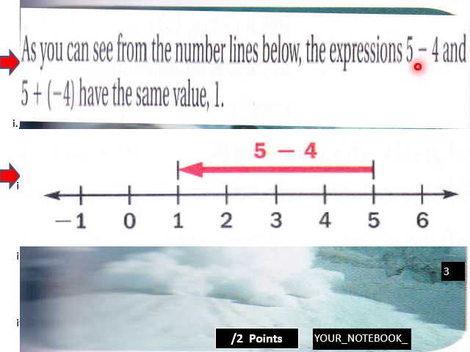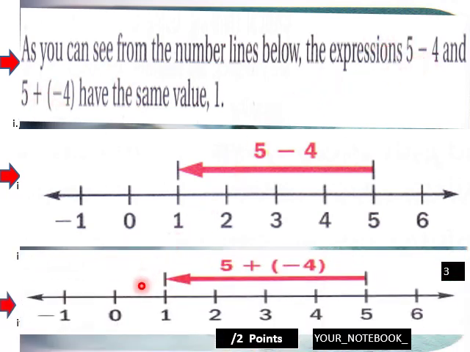So we change this into an addition problem rather than just a simple subtraction problem. And then 5 plus the negative 4 again is the same thing. We move the same distance here. We start at positive 5 and then we move in the negative direction 4 units, and we get the same solution here at positive 1.